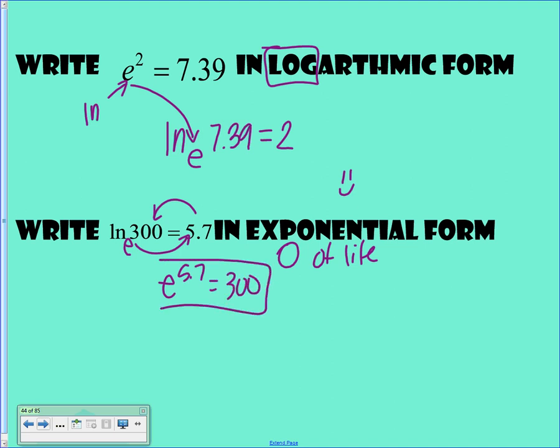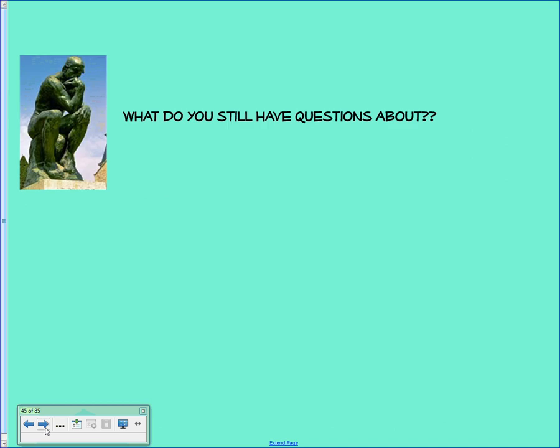So that's the basics of common and natural logs. Go ahead and write down some questions and bring those to class tomorrow.